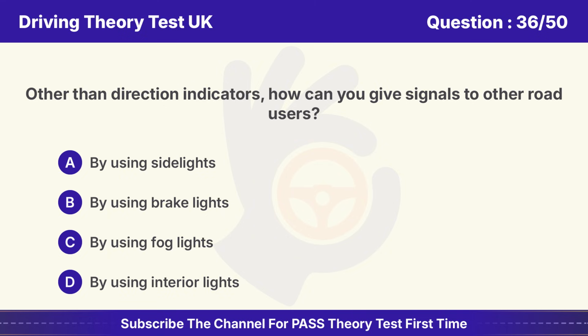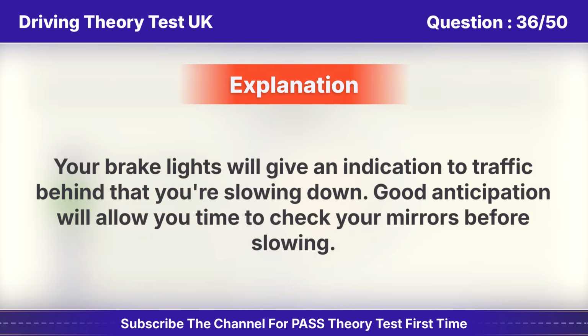Question 36. Other than direction indicators, how can you give signals to other road users? Answer is B. By using brake lights. Your brake lights will give an indication to traffic behind that you're slowing down. Good anticipation will allow you time to check your mirrors before slowing.